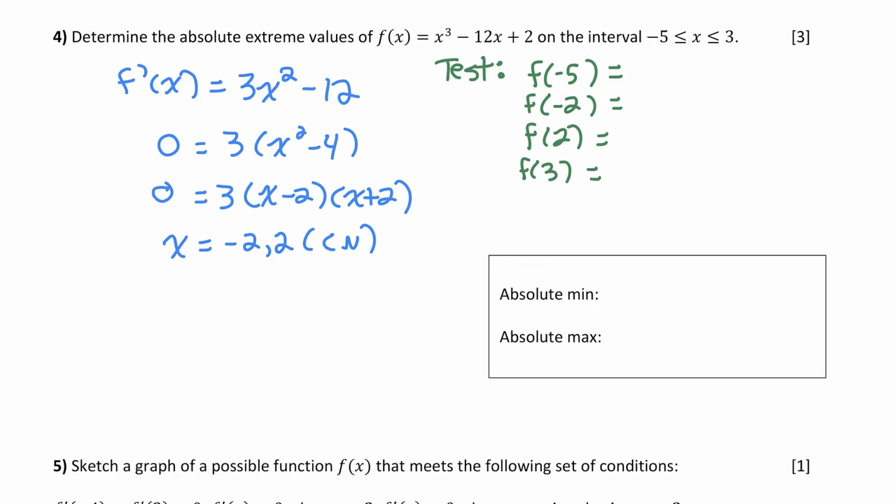If I sub in -5, I get -63. If I sub in -2, I get 18. If I sub in 2, I get -14. And if I sub in 3, I get -7. Now from these y values, I need to find the smallest one and the biggest one. Well, the smallest one is -63, and the biggest one is 18. So I have my absolute min and max points. The absolute min is the point -5, -63, and the absolute max is the point -2, 18.